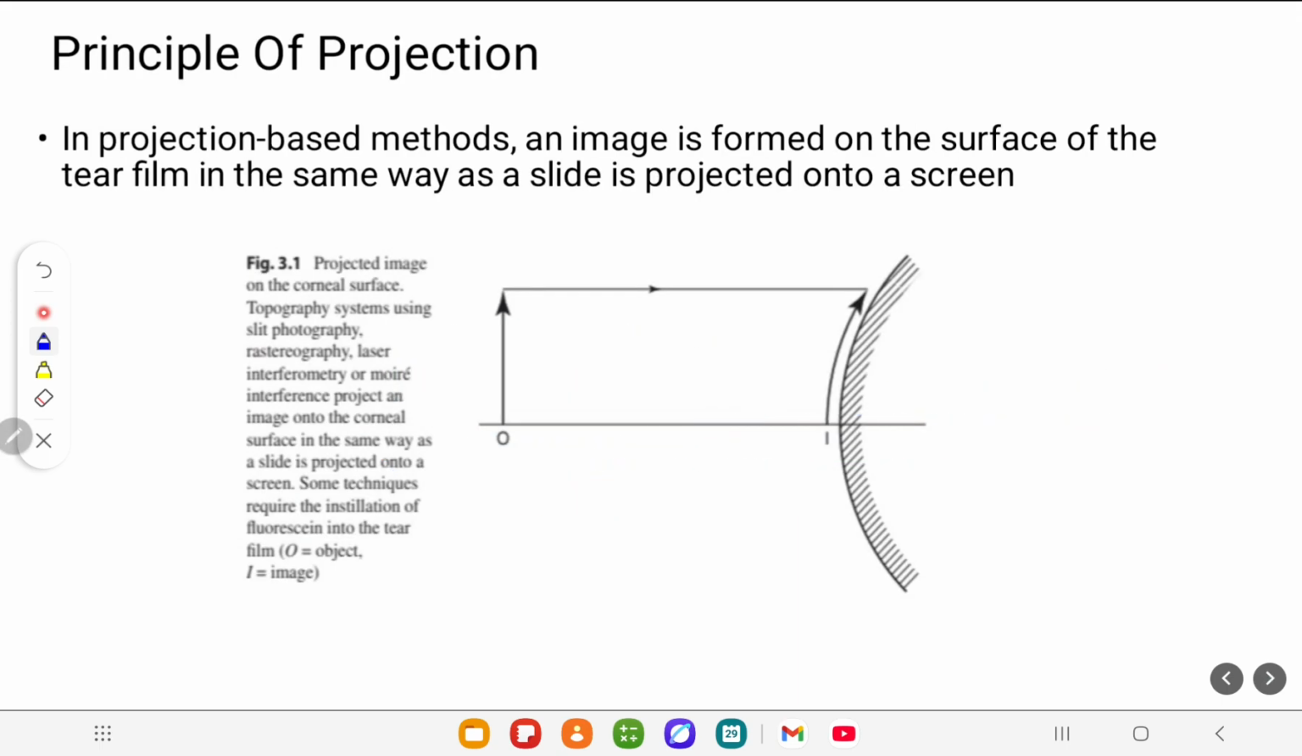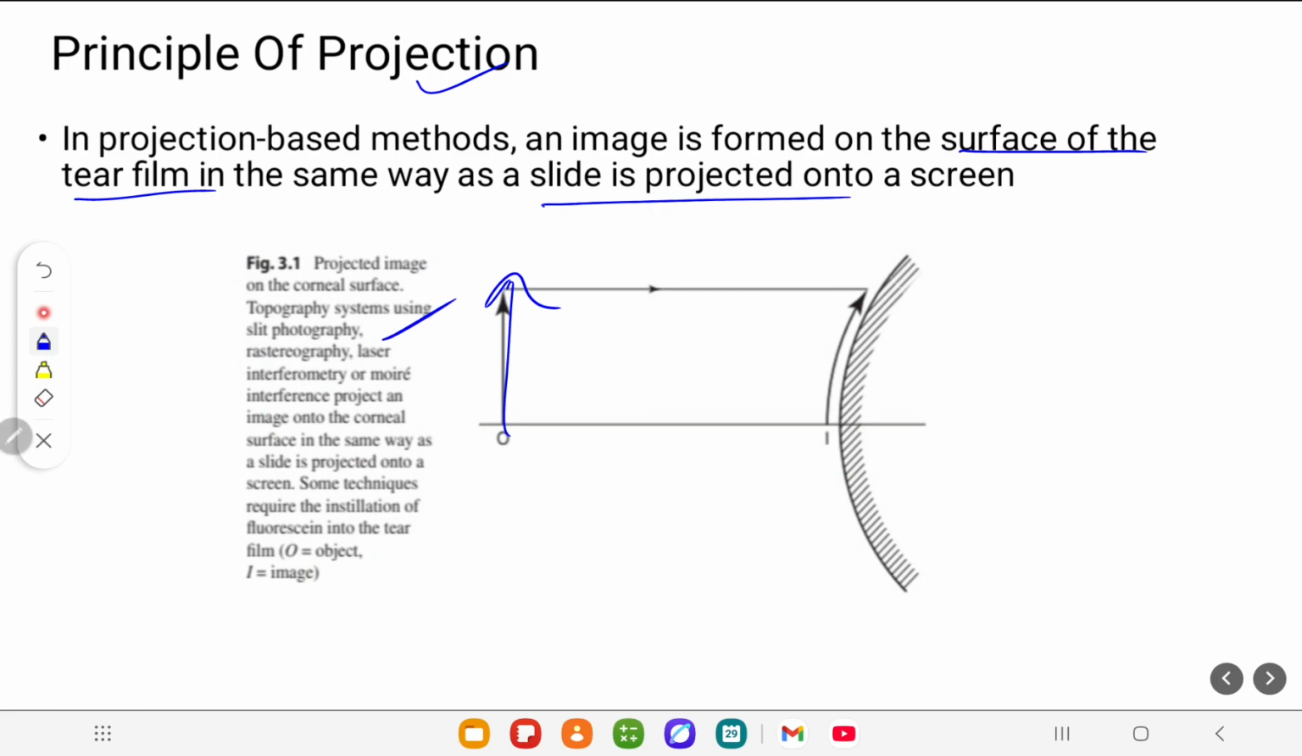Okay, so let's move. So basically, in the principle of projection, what we project to the cornea, and then we get the curvature. In the projection-based method, the image is formed on the surface of the tear film, isn't it? We basically say cornea, but it forms on the tear film. So it's the same way that a slide is projected on a screen. Here's the object, maybe Meyer, maybe placido disc, maybe whatever. When it projects to the cornea, there is an image. Basically, the cornea or tear film acts as a convex mirror, isn't it? So it's as simple as that.